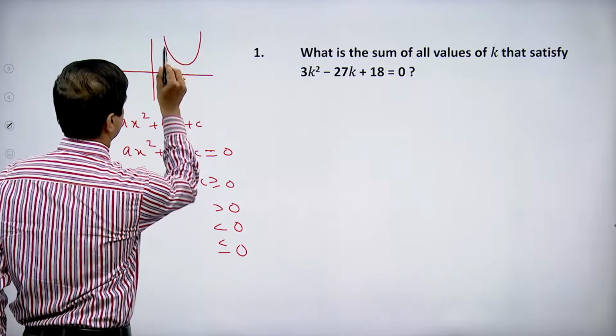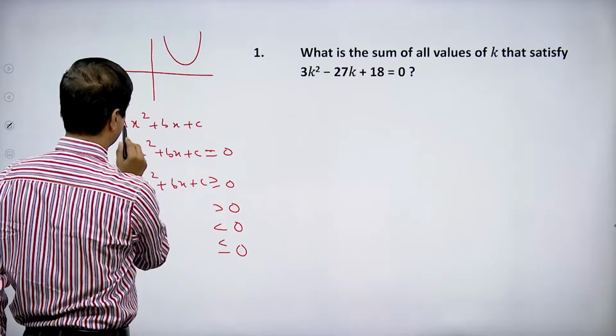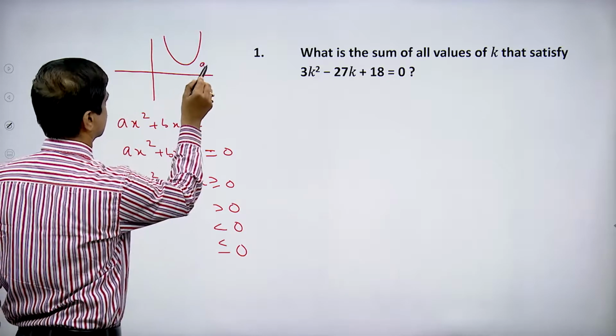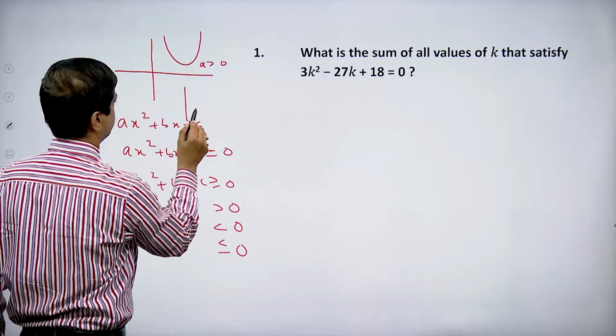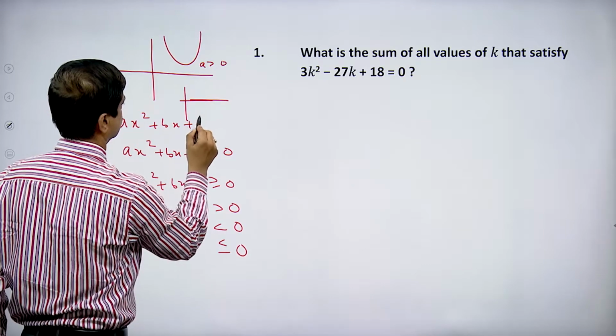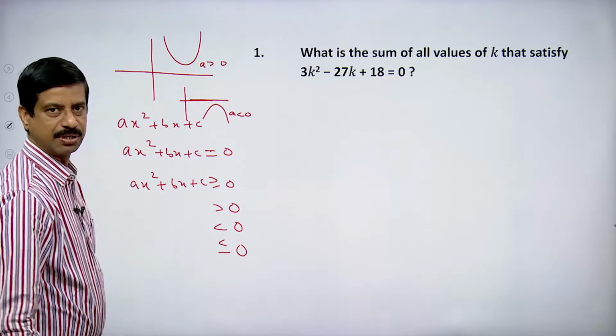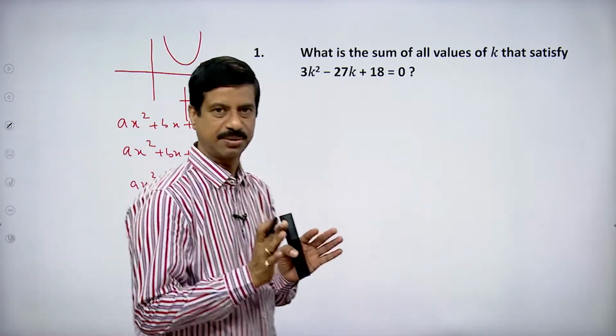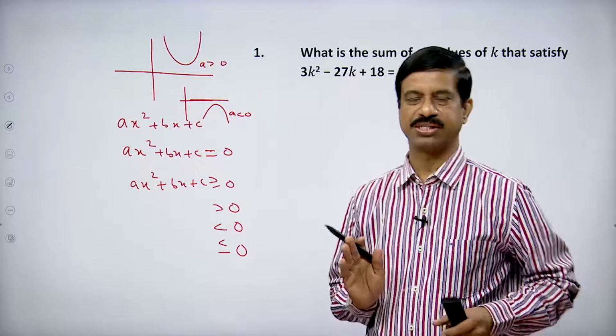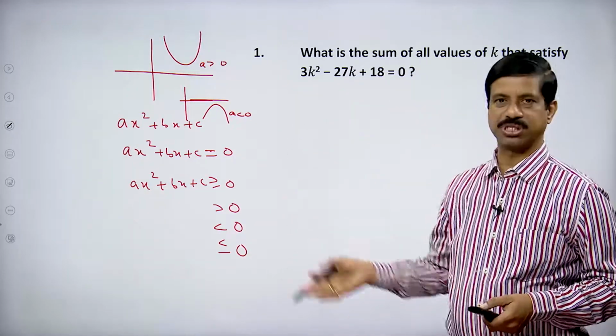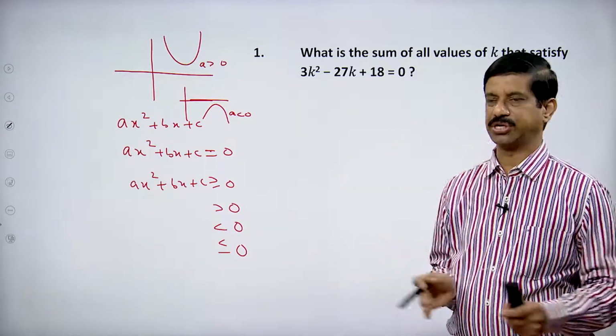Now, here as this cup is upwards, a is greater than 0. So if the cup is downward like this, then a is less than 0. Please note the points, because you need to revise the syllabus, and noting is of course very simple. You can take a screenshot.